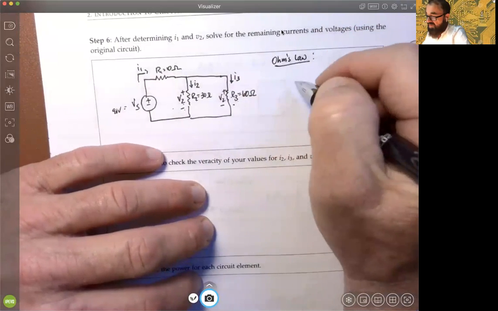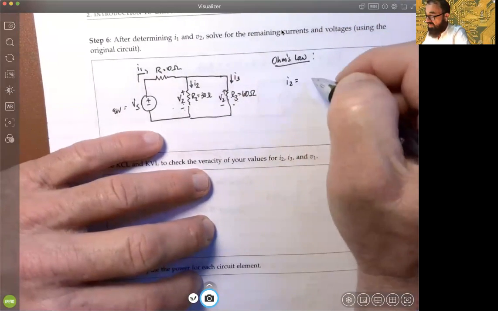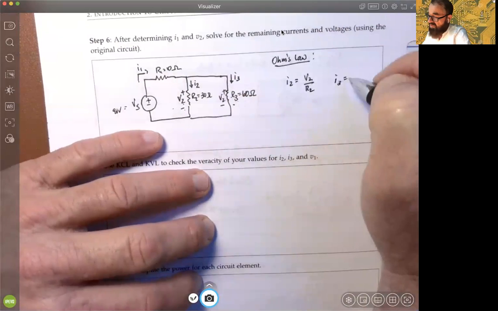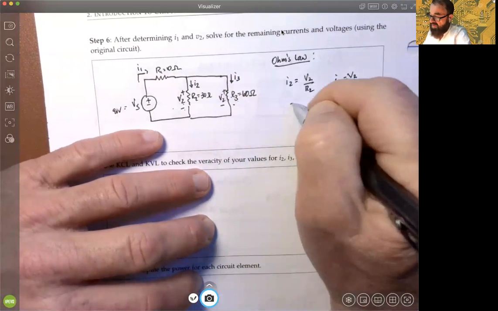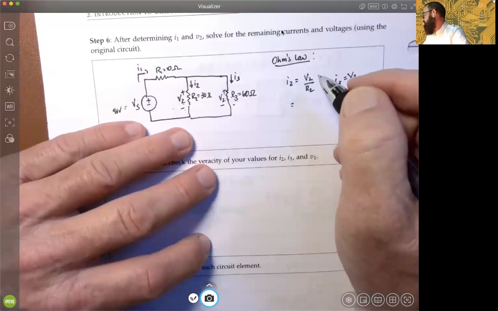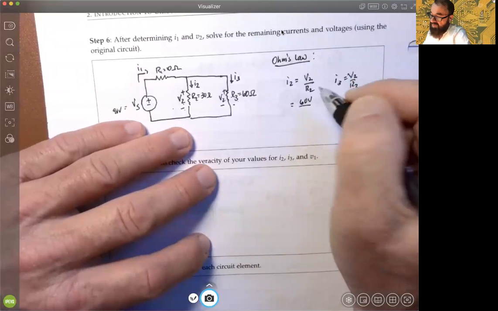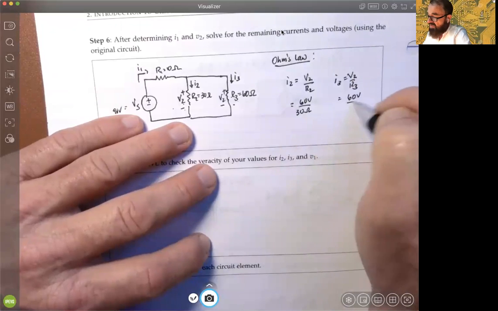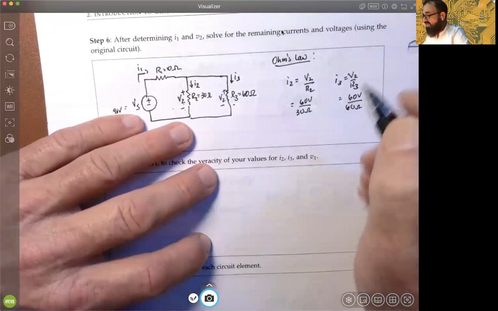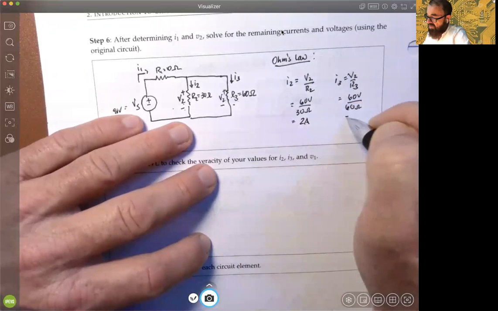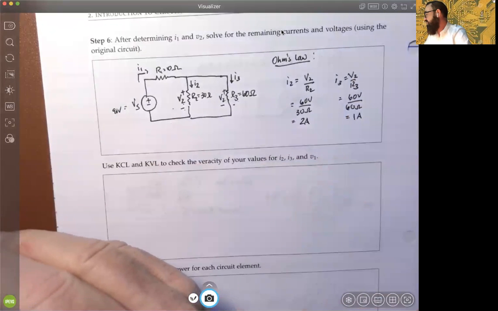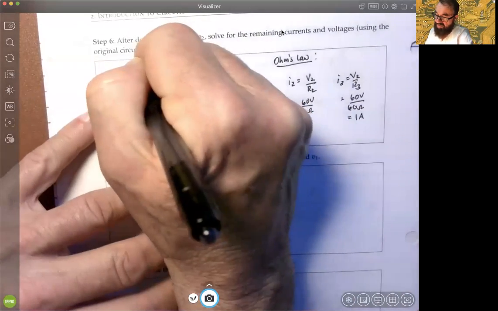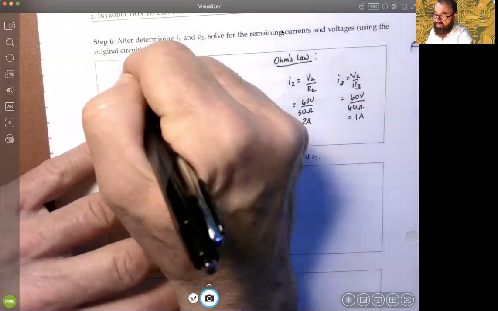Going to Ohm's law, I2 has to be the voltage V2 divided by R2. Similarly, I3 has to be V2 divided by R3. We've already solved for the voltage before, it's 60 volts, divided by 30 ohms for I2. This is 60 volts over here for I3, divided by 60 ohms. So in the first case, we have 2 amps, correct? And then over here, we have 1 amp. Now, this should make sense to us, because remember, this current we determined was 3 amps.